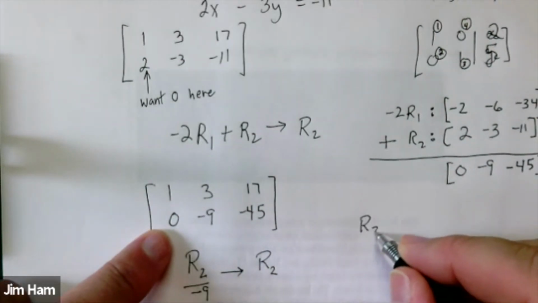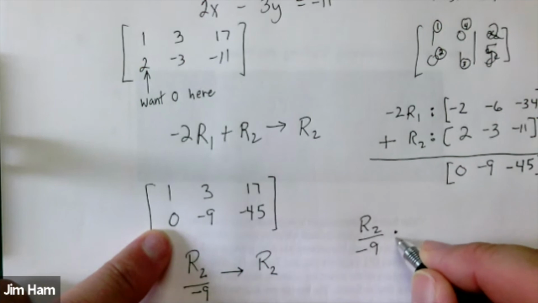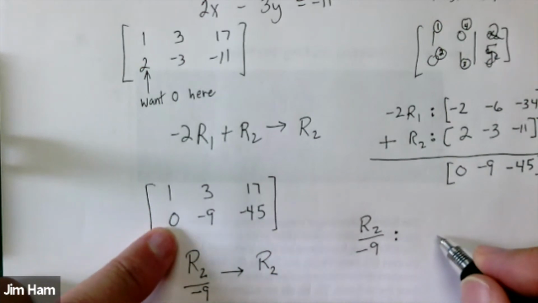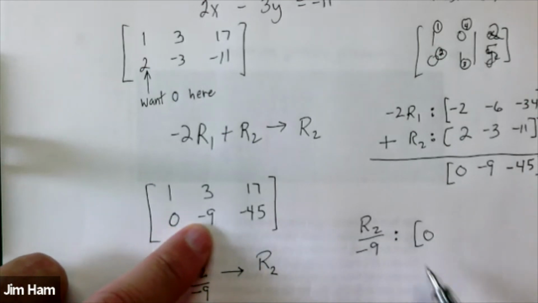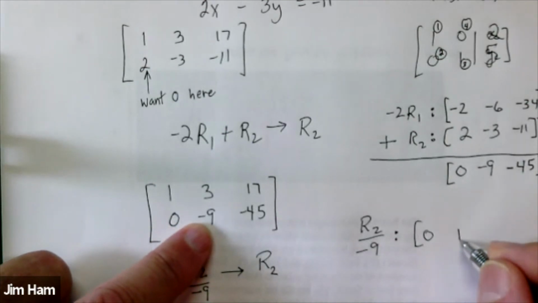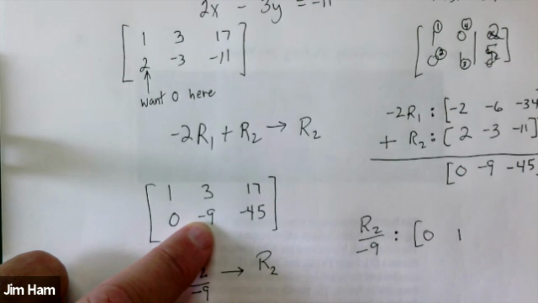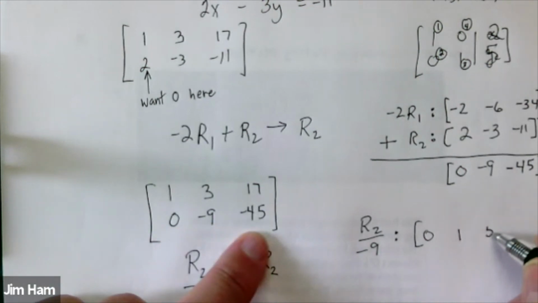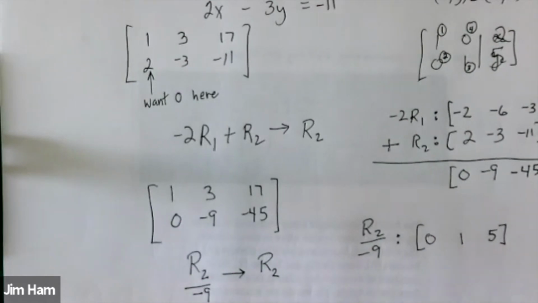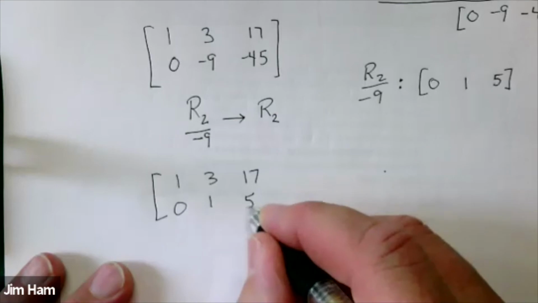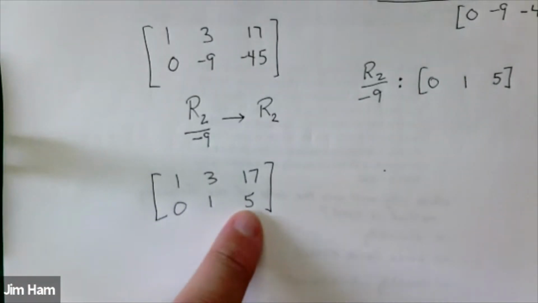So row 2 divided by -9, I take 0 divided by something, it's going to remain 0. If I take -9 and divide by -9, that's going to be 1, and that's what I wanted. I wanted a 1 in that spot. And then if I take a -45 and divide by -9, I get 5. And we are changing row 2 here. So our row 2 becomes then 0, 1, 5.